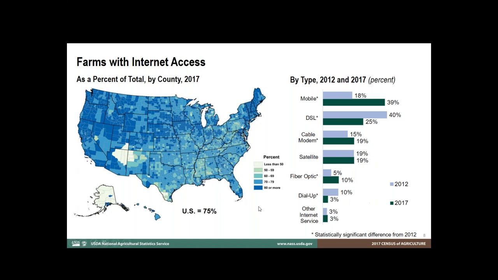And we can say that overall, 75% of farms in the U.S. had access, but we definitely see some patches where access is much lower, and you see this big white spot in the Southwest, which is essentially the counties of the Navajo Reservation, where you have much lower rates of internet access than in other places. And we also do have this data available for American Indian producers as well as farms overall.